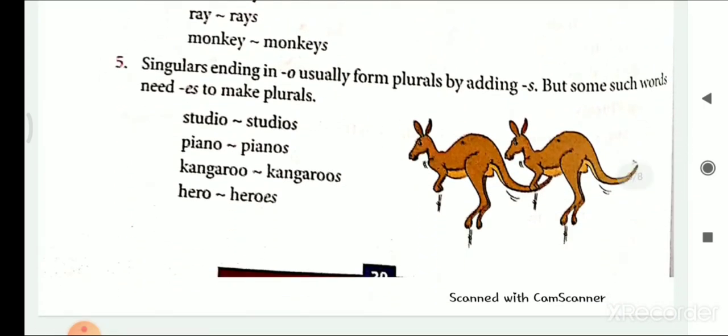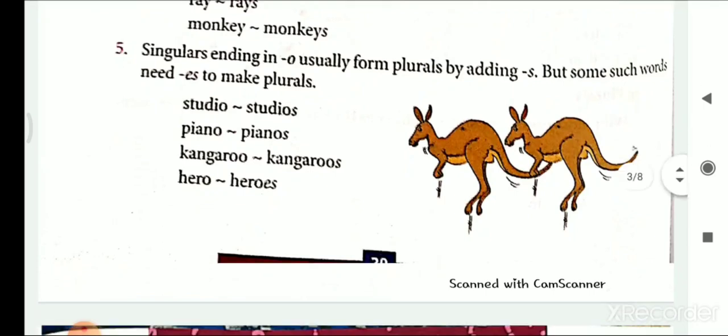Rule number 5. Singulars ending in o usually form plurals by adding s, but there are some words which need es to make them plural. Here, when the singular word ends with o, always add s or es to make it plural.